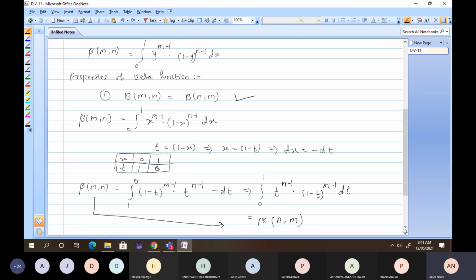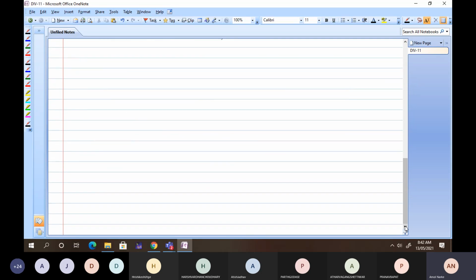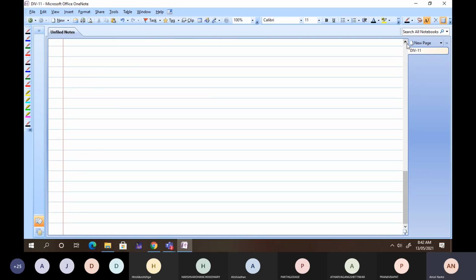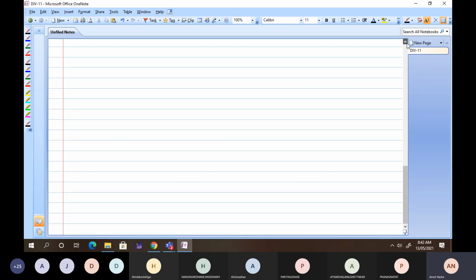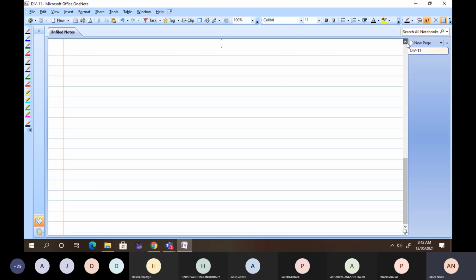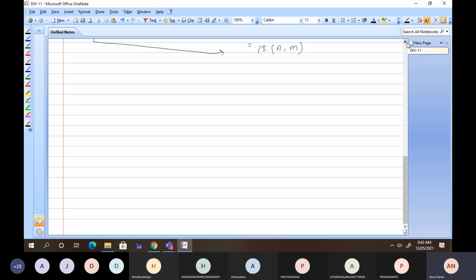Any doubts, anyone? No, sir. Okay, so let's discuss the second property. With the properties, you can substitute something instead of x, something instead of y, and you will get another property. So properties are nothing but different kinds of functions.